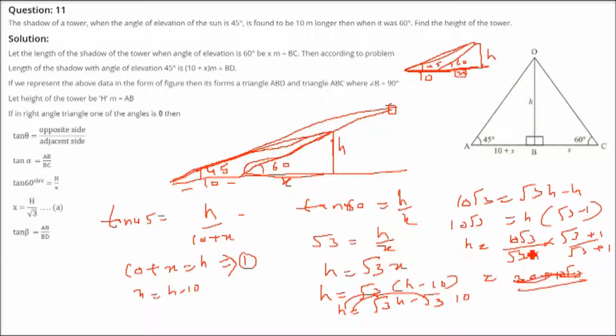Let it be like this. First we'll cancel it, then we'll solve it. Root 3 minus 1, root 3 plus 1. So root 3 minus 1 times root 3 plus 1 is a square minus b square. Root 3 square is 3, minus 1, so we get 2.